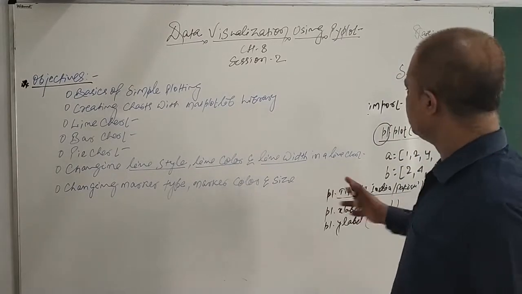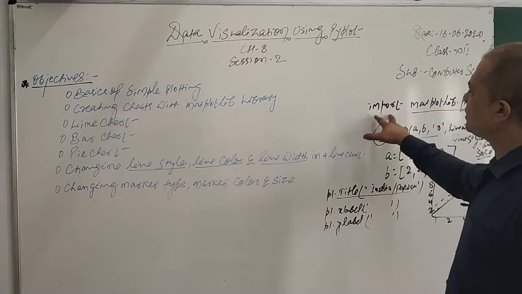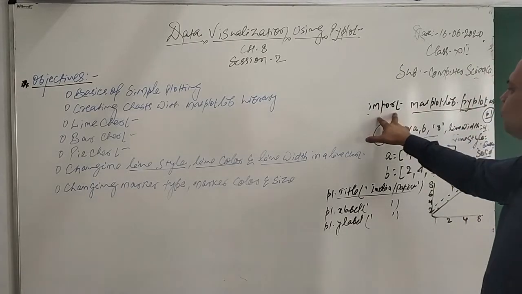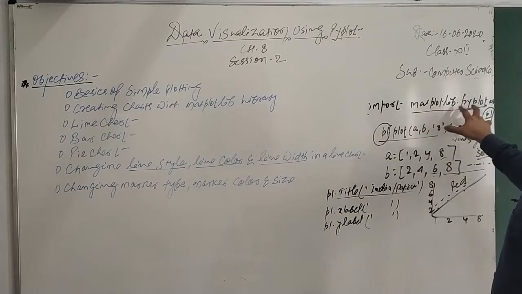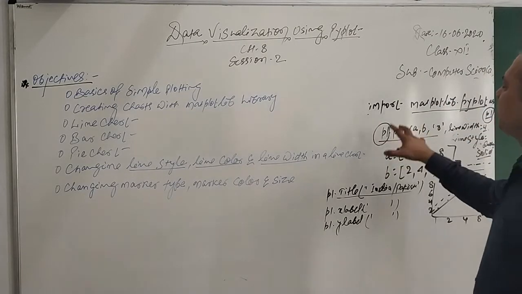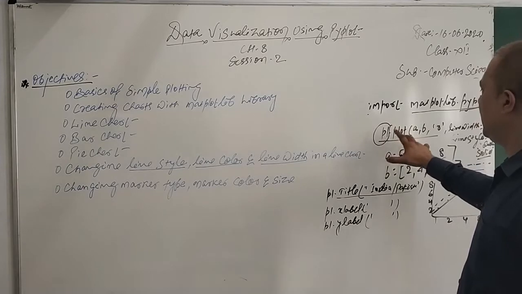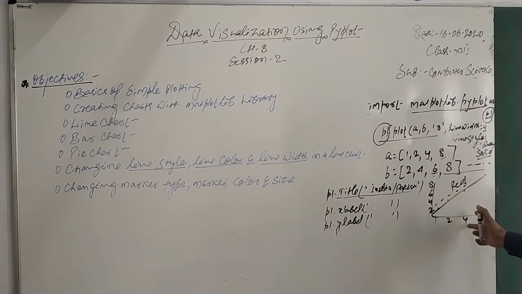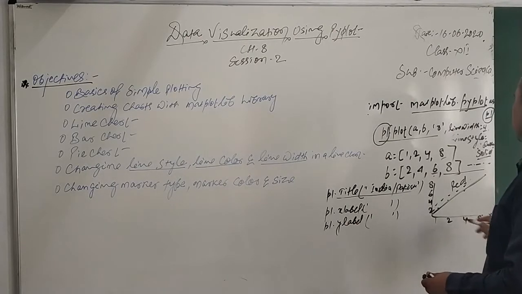So how to draw a chart? By using the Matplotlib Pyplot method, you have to import first matplotlib.pyplot as PL, whatever the variable name you want to give. The same variable you will use further to use the plot function. Plot is a function which is used to draw a line. It needs two parameters because there is an x-axis, there is a y-axis, as you all know. This is x and this is y.